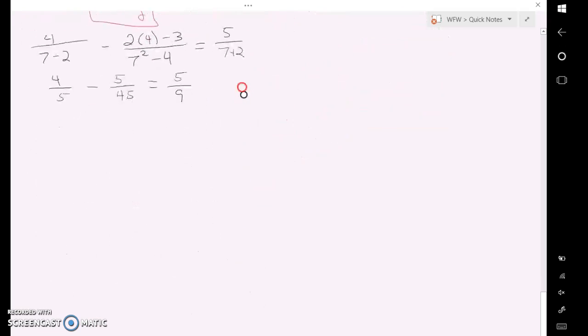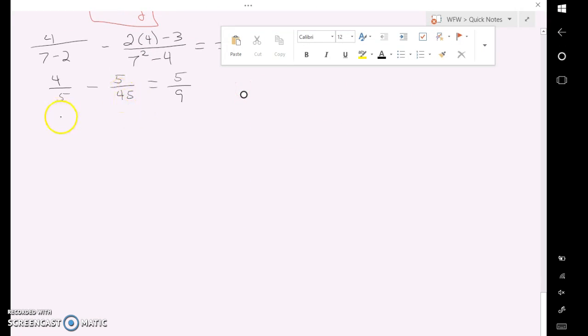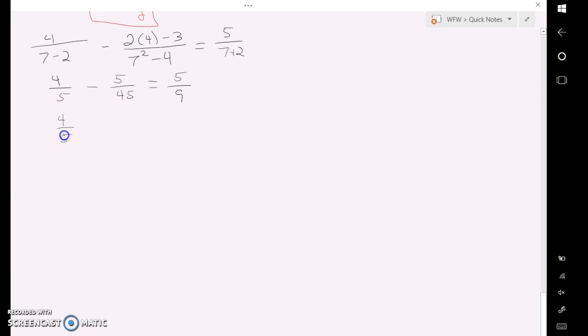So let's lift this up, give us more space to write. 5 over 45, the 5's cancel. 5 goes into 5 one time, 5 goes into 45 9 times. And so we get 4/5 minus 1/9 equals 5/9. Okay, we can multiply everything by 45 to clear the fractions because 9 times 5 is 45. So 45 over 1 times 4/5 minus 45 over 1 times 1/9 equals 45 over 1 times 5/9.